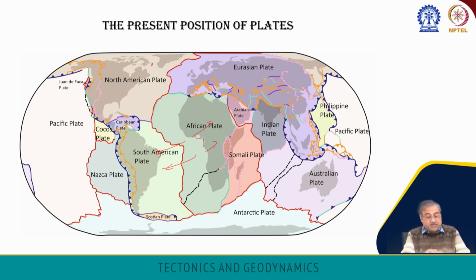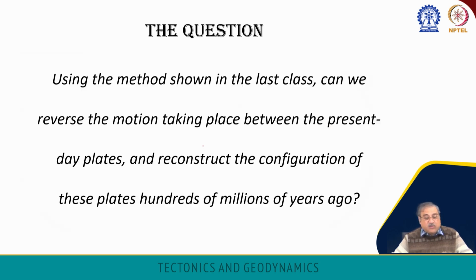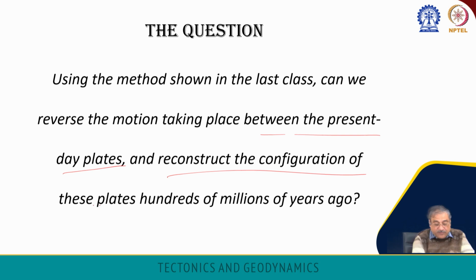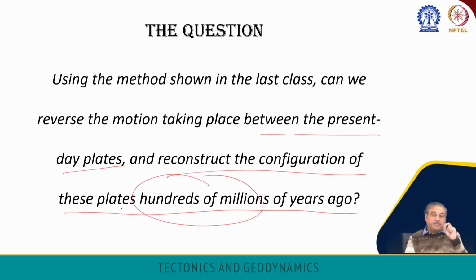Is it possible to reverse the motions and find out the past positions of plates precisely simply by reversing the motion that has already taken place around the present day Euler poles of rotation? So, this is the question that would be important. Framed more formally, using the method shown in the last class, can we reverse the motion taking place between the present day plates and reconstruct the configuration of these plates hundreds of millions of years ago?